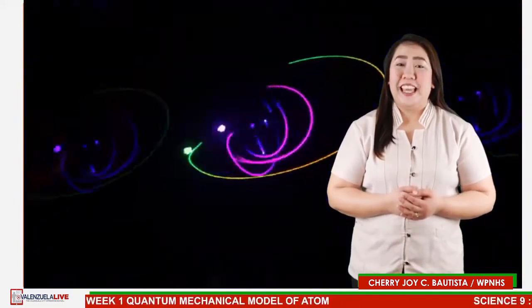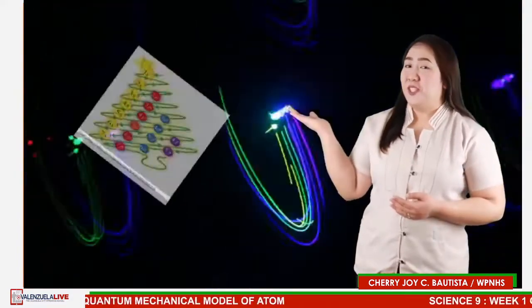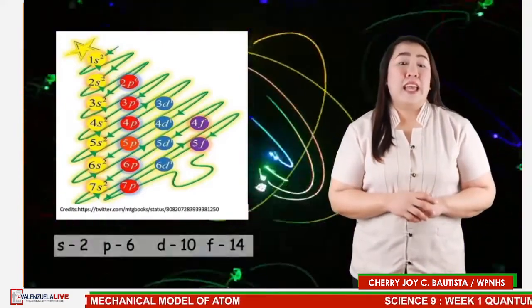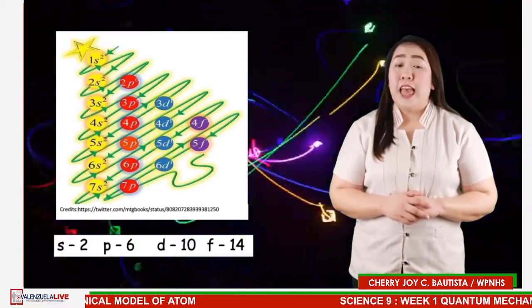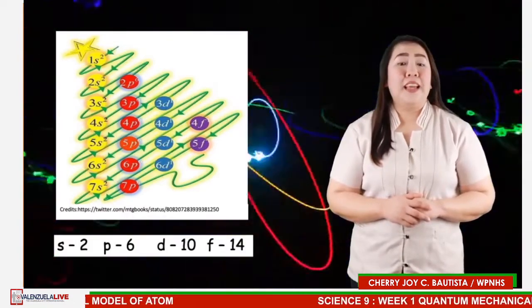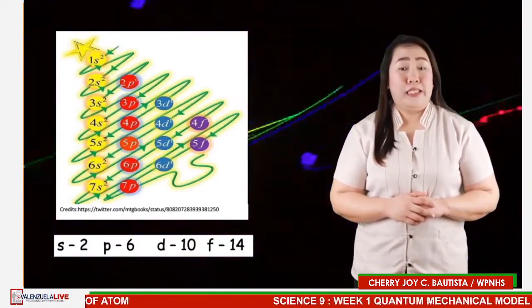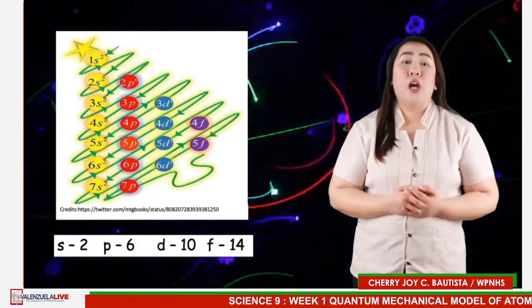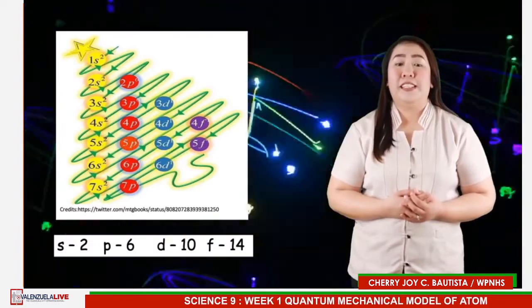Does it look familiar to you? Yes, you're right. This looks like a Christmas tree. Take note that S has only 2 electrons. P has 6 electrons, D has 10, and F has 14 electrons. These S, P, D, F are what we call subshells or sub-energy levels.